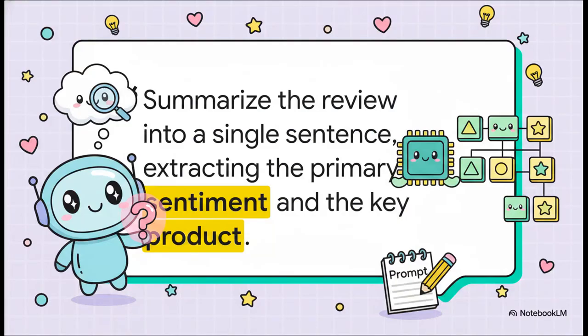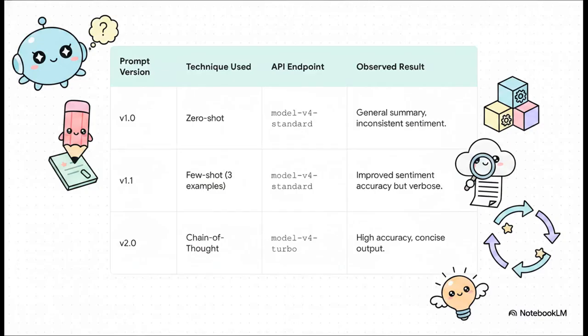Just look at this example. This is not a fuzzy request like, hey, summarize this. No, this is a specific command with clear constraints. It has to be one sentence. It needs to pull out the sentiment, and it has to identify the product. A well-designed prompt like this one gives the model structure, and that structure is what leads to consistent, reliable, and actually useful results. Now this is fascinating because it shows you that this isn't just guesswork, this is disciplined engineering.